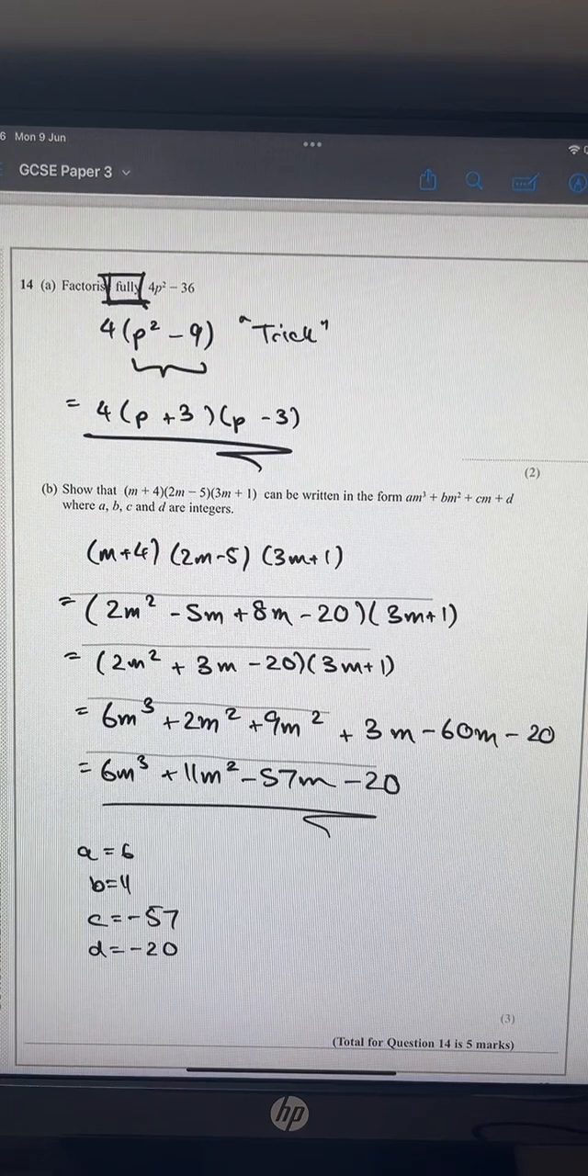All right, how's this looking so far? Thank you everyone who's joined the live, and welcome to my live. I'm doing the June 2022 Edexcel paper 3 higher for the exam on Wednesday.